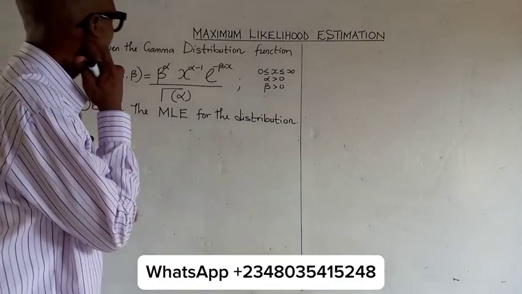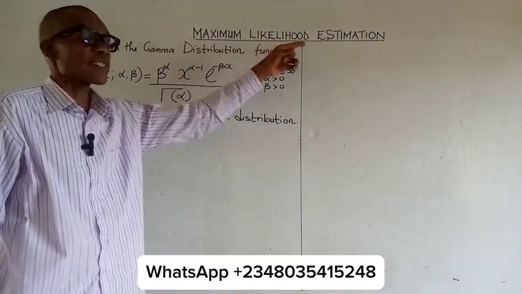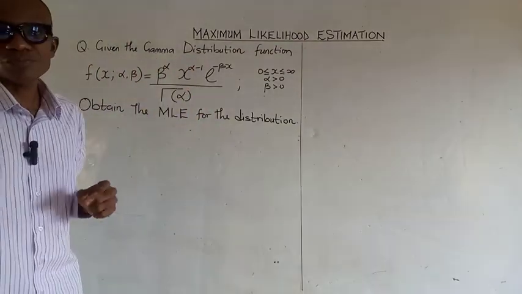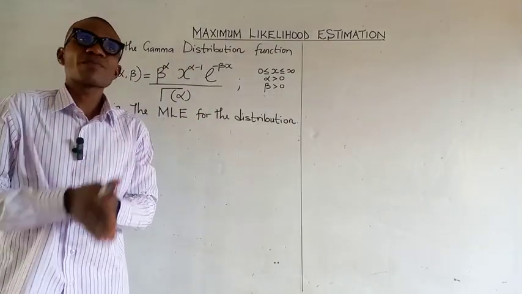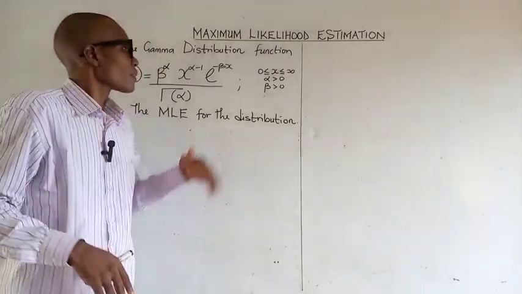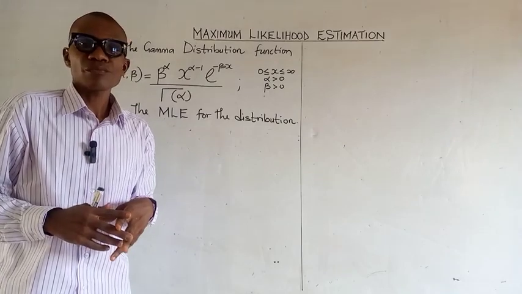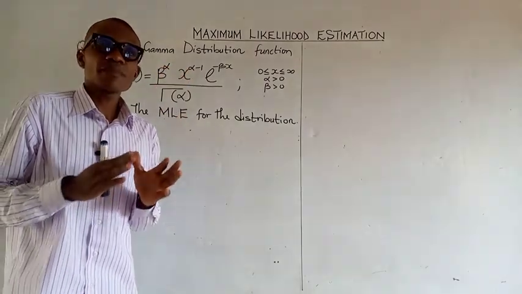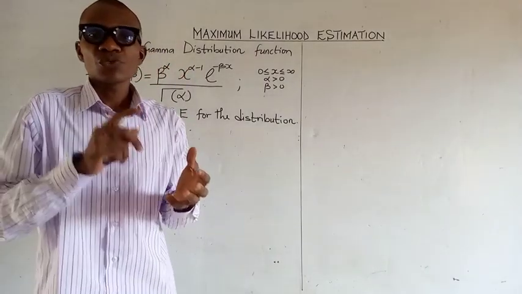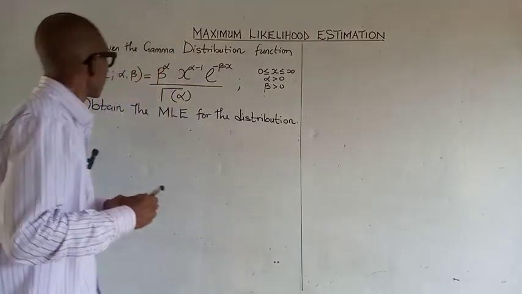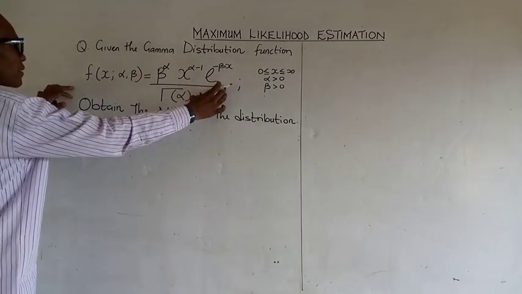How to obtain the maximum likelihood estimation for the gamma distribution. It's quite simple. We still follow the process of obtaining the maximum likelihood estimation. To obtain it, we take the log function, differentiate, and equate to 0. So this is the gamma distribution.